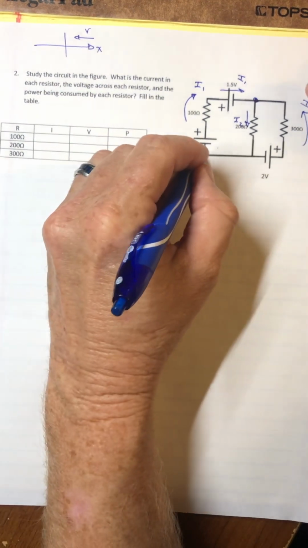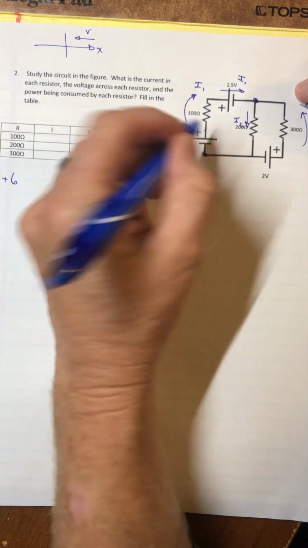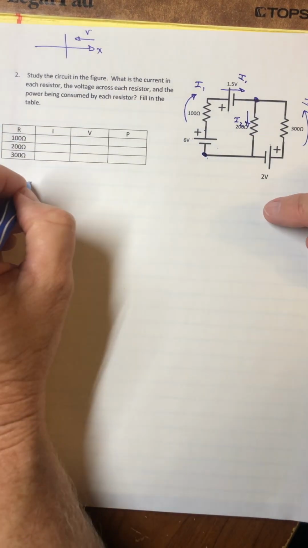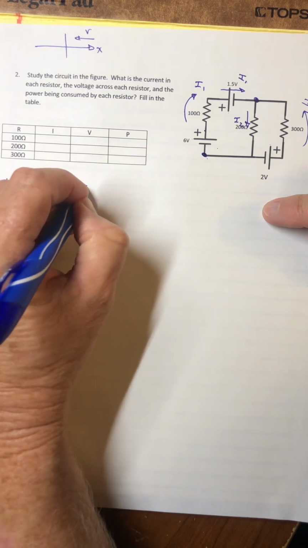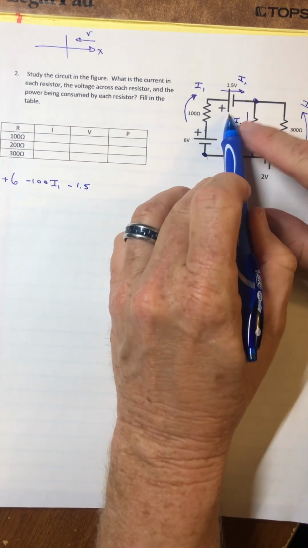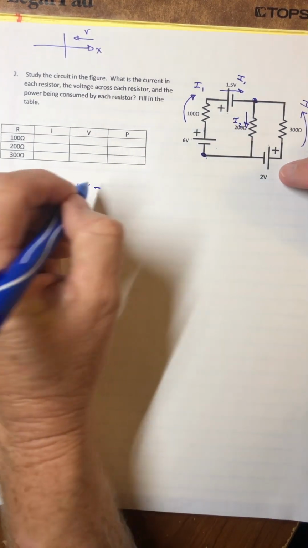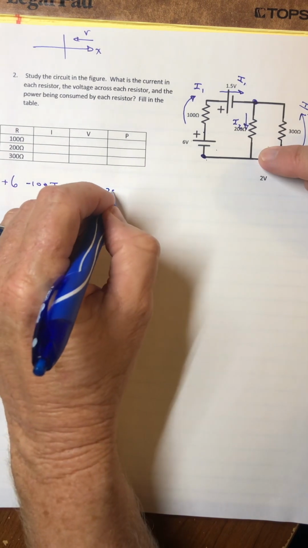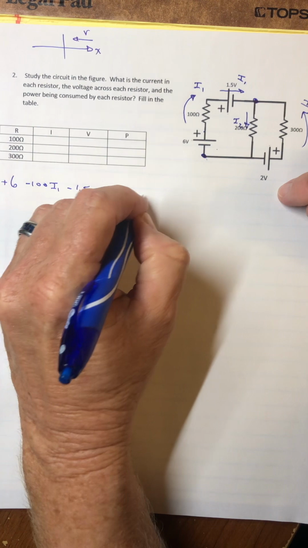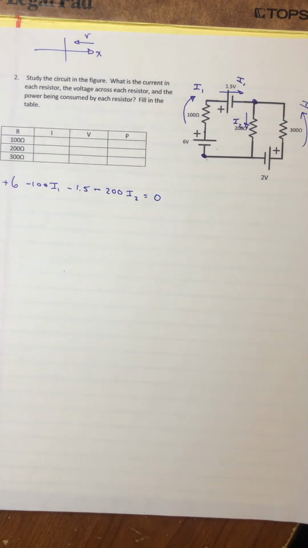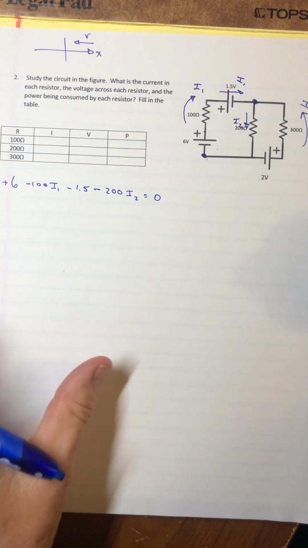All right, so with that in mind, let's do our 2 small loops. Maybe I'll start down here in the lower left-hand corner and go plus 6 as I go in a clockwise direction, minus 100 I1. I'm going through the battery from the big to the small, so that's a decrease of 1.5. And then here I'm going with the current, so that's another negative, and the resistance is 200, and it's I2, and that gets me back where I started. So there is loop number 1.